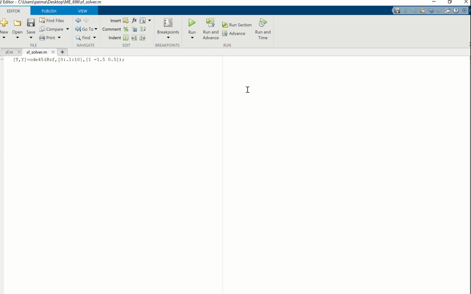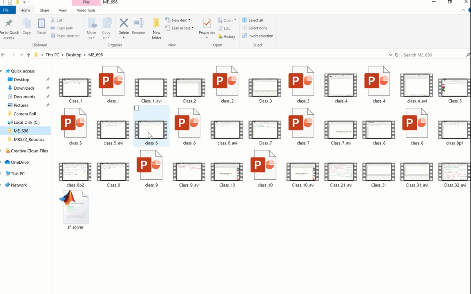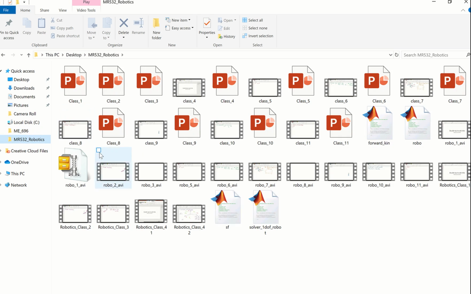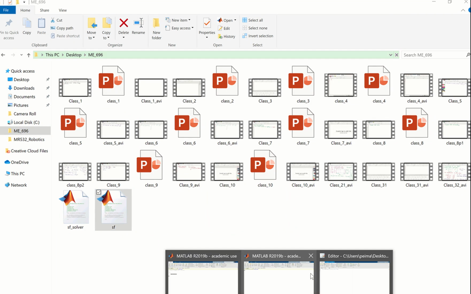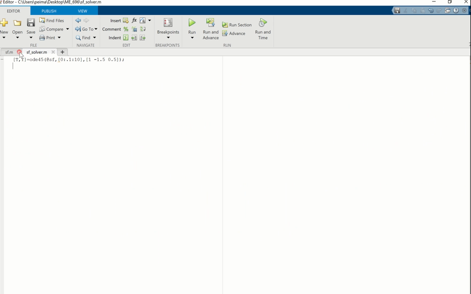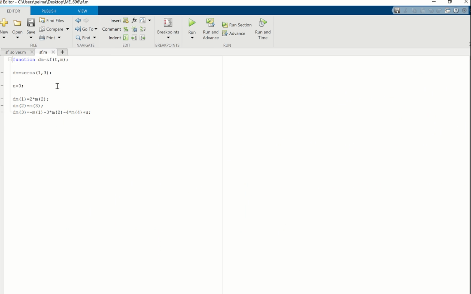Do you have the same folder? Let me double check. This is the SF solver. Where's SF? They have to be together. Oh, I mistakenly saved in that folder. Okay, so let me open it from here. Okay, so SF.